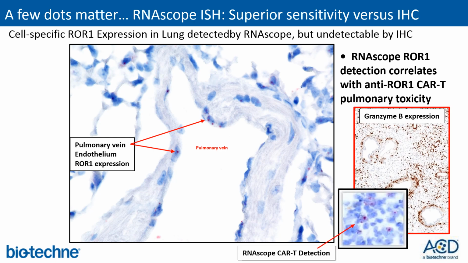And that correlated with infiltration of CAR T-cells as detected by RNAscope in the lower right, as well as corresponding activation of T-cells based on granzyme B expression. This was a safety assessment study which proved or demonstrated that a low-level expression of RO1 detectable by RNAscope and undetectable by IHC led to a phenotype that related to the activity of CAR T cells targeting RO1 expression.